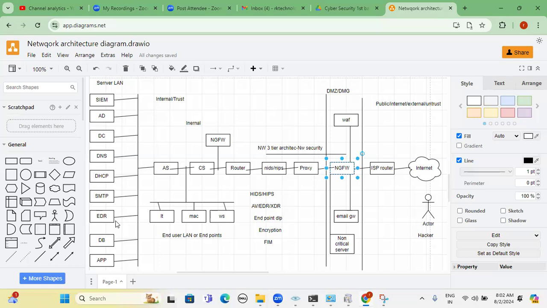What is the frequency of the servers? We have to scan it. So that is vulnerability management or vulnerability assessment. Infrastructure security. What is meant by infrastructure security?